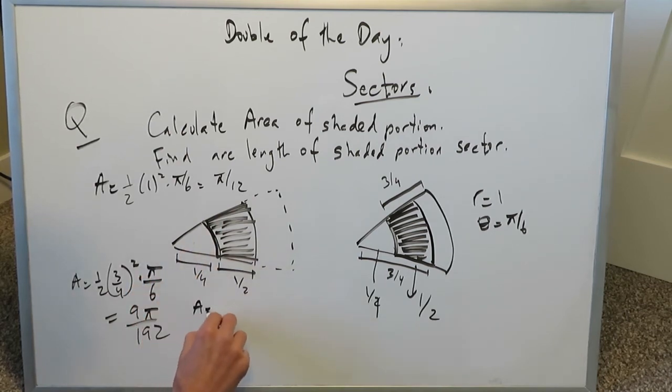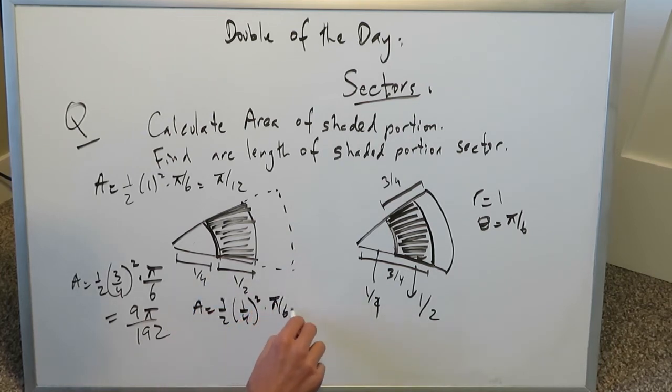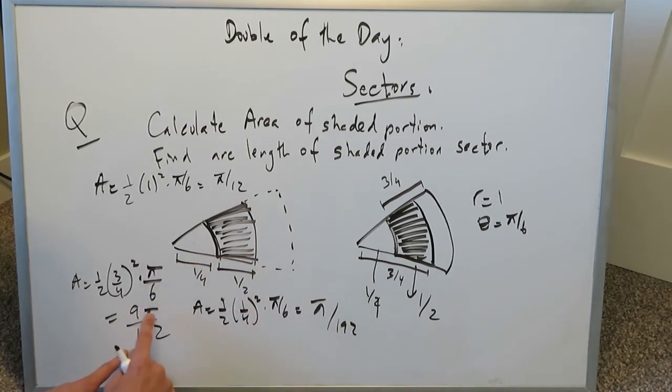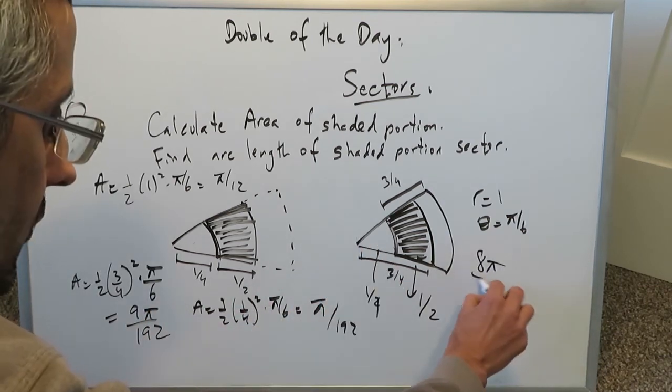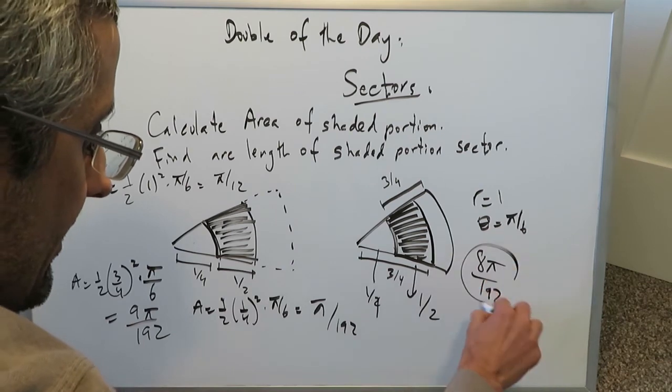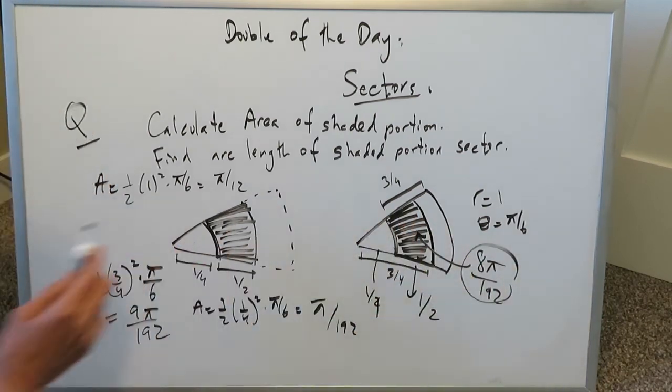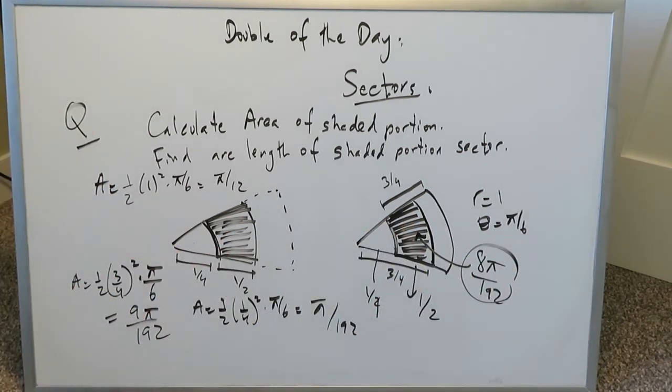Now let's do the lower portion. The smaller portion, this area is going to be, now we still have that 1 over 2 from the formula, half r squared theta. The radius here is 1 over 4 squared times pi over 6. What is that giving you? That's giving you a pi over 192. So this entire portion is 9 pi over 192, this smaller portion is a pi over 192, and the difference of the two would be 9 pi minus pi, which is 8 pi over 192, representing the area of this shaded portion, which is what we're interested in. And that portion is done, the first part.